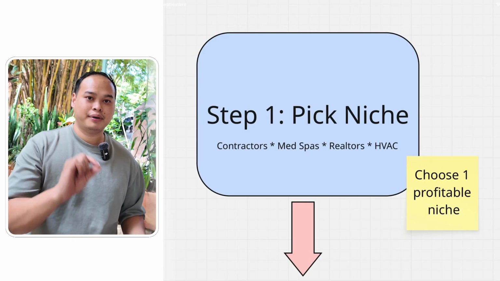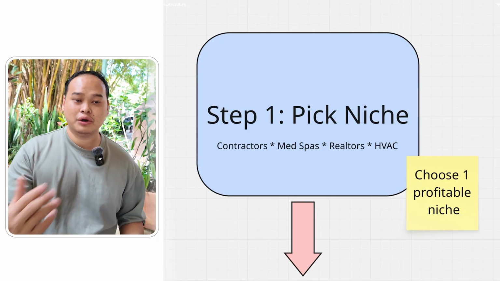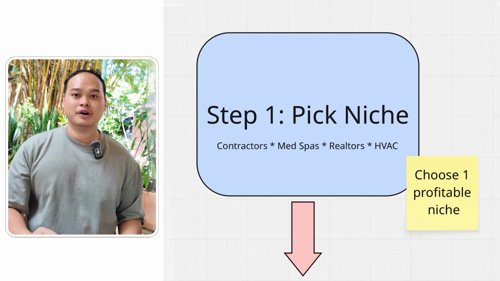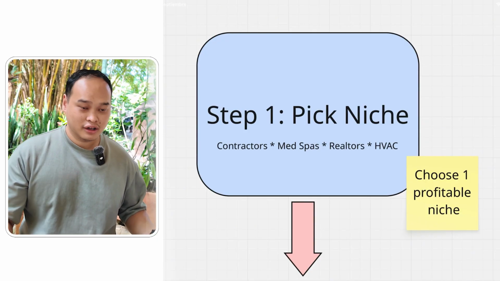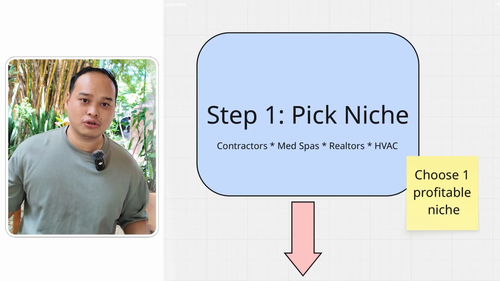The first step is to pick a niche. And that's where most beginners overcomplicate things. You don't have to pick the perfect niche. You just need one that already pays for software. Think contractors, med spas, realtors, HVAC, different types of local businesses.